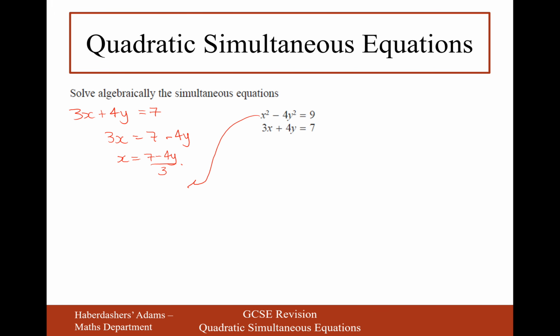Now I'm going to take the second of my simultaneous equations, x² - 4y² = 9, and replace x with (7 - 4y)/3. So ((7 - 4y)/3)², because x was being squared, minus 4y² equals 9. This is not looking pretty, but we're going to have to do it anyway. Now when you square a bracket, effectively what you're doing is multiplying that bracket by itself.